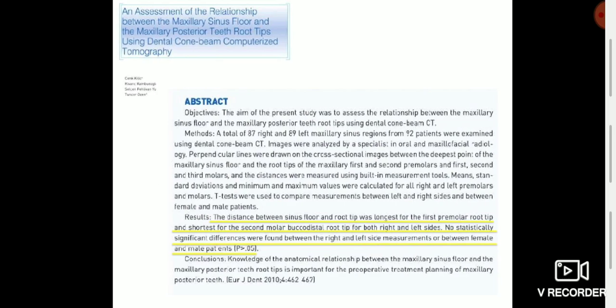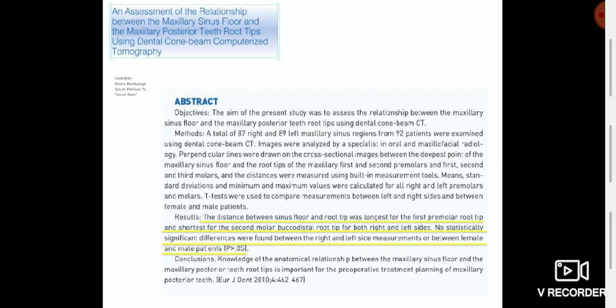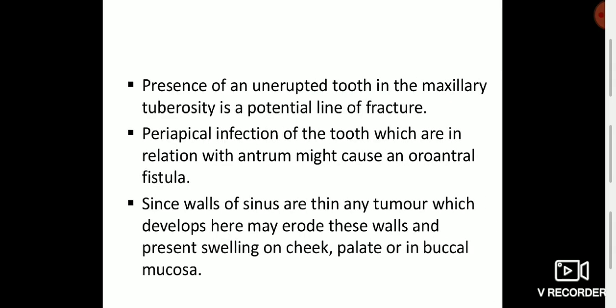So you should be very careful while extracting or removing your first, second and third molars. The presence of an unerupted tooth in the maxillary tuberosity is a potential line of fracture. The periapical infection of the teeth which are in relation with the antrum may cause an oroantral fistula. Since the walls of the sinus are thin, any tumor which develops here may erode these walls and present as swelling on the cheek, palate, or in the buccal mucosa.